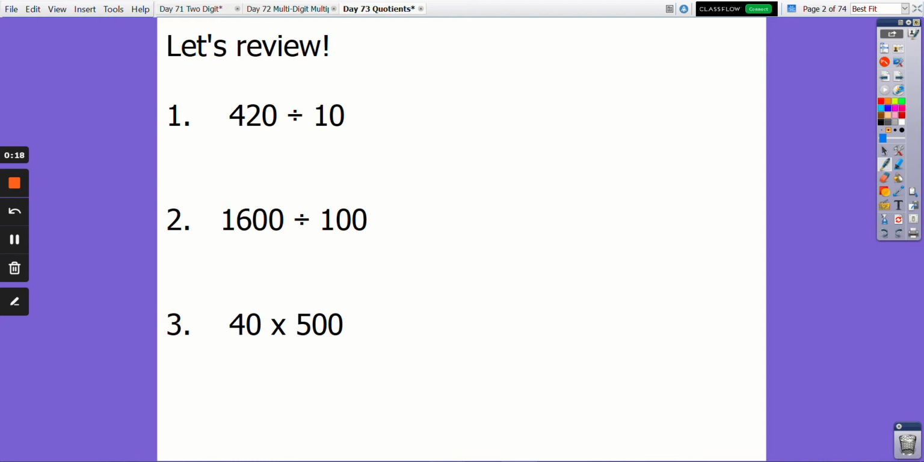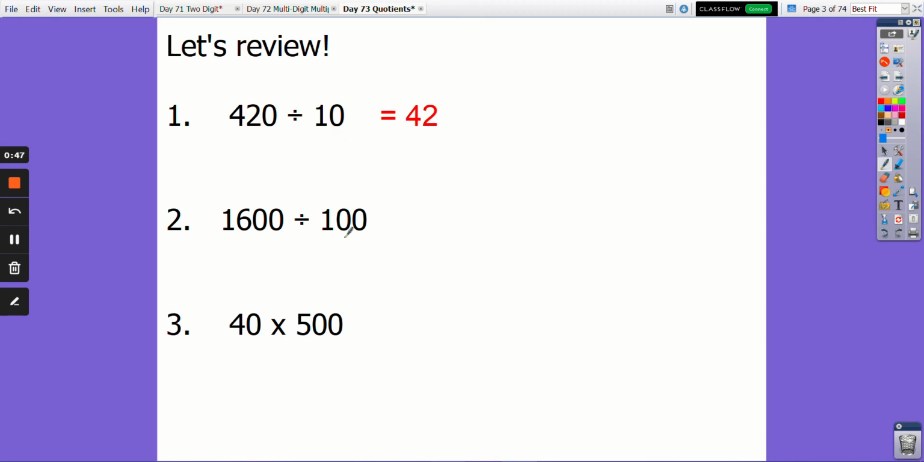There's a couple ways we've done this. If we did 420 divided by 10, what do we do with our decimal when we divide by 10? We move it to the left one time because there's 1 zero. When there is no decimal in the whole number, we start there. So if we move one time left, we end up with 42.